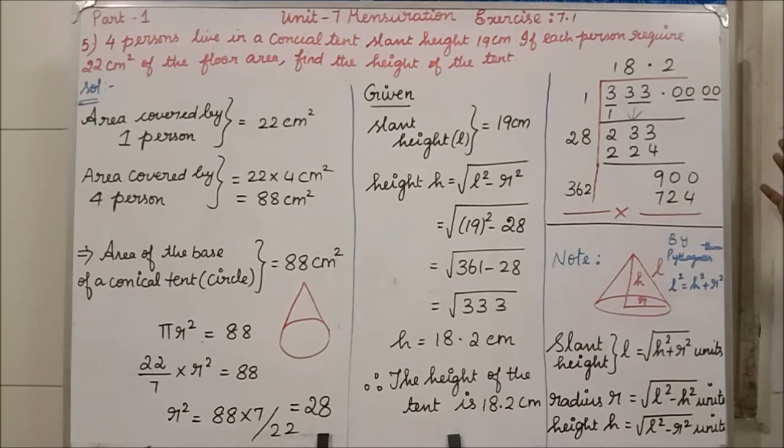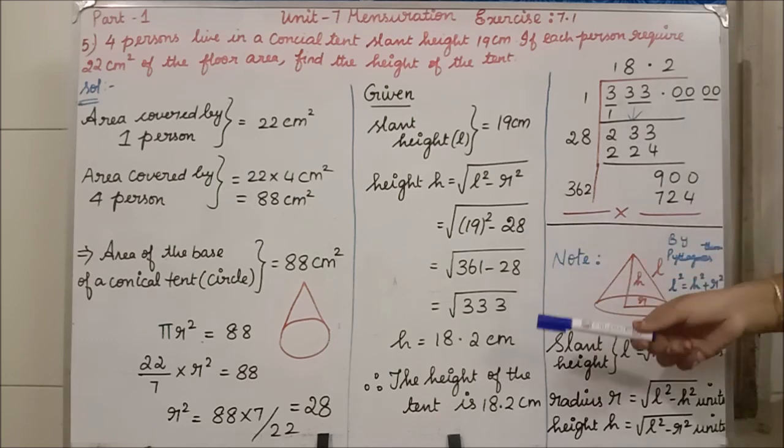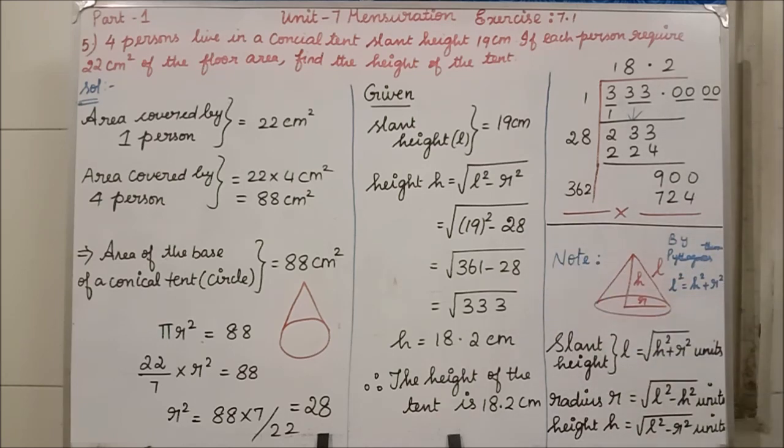So no need to subtract that. After decimal, if one number is there, it is enough. So our height is what? 18.2 centimeter. Okay. Therefore, the height of the tent is 18.2 centimeter. Clear all of you? Clear all of you the fifth question?